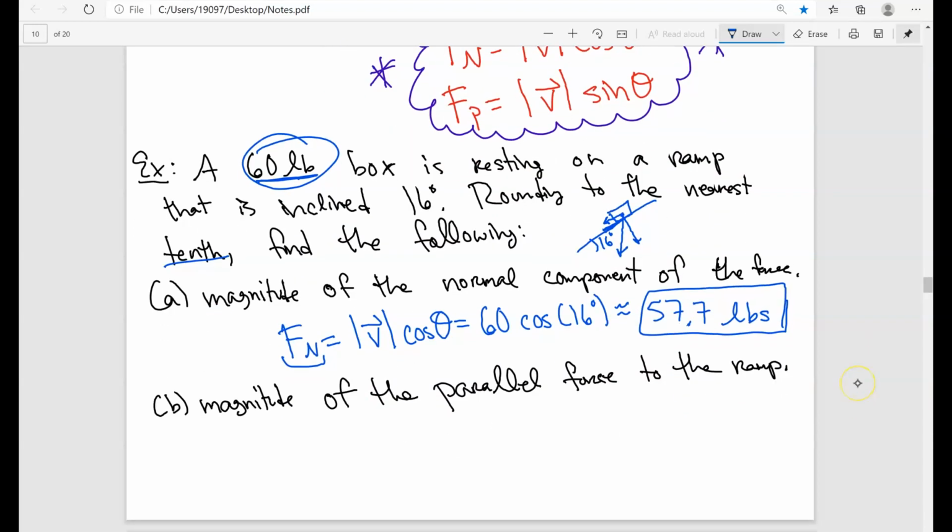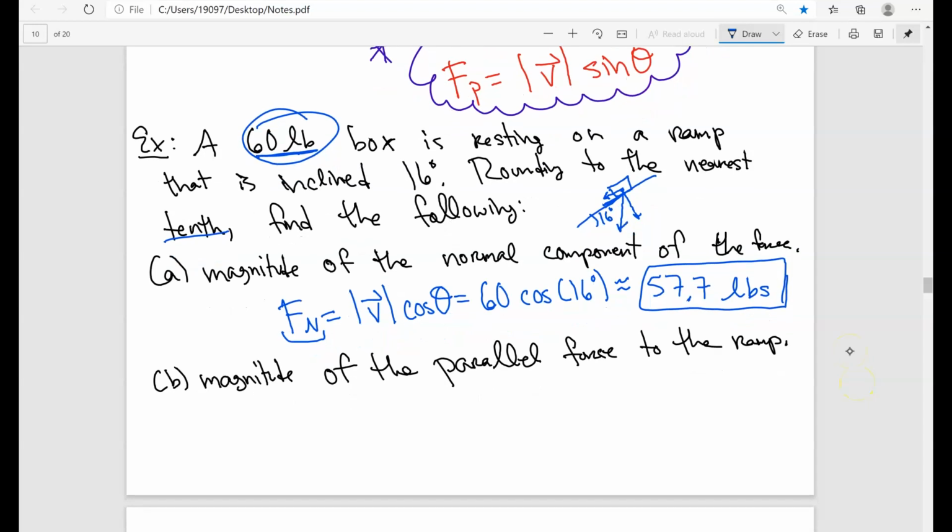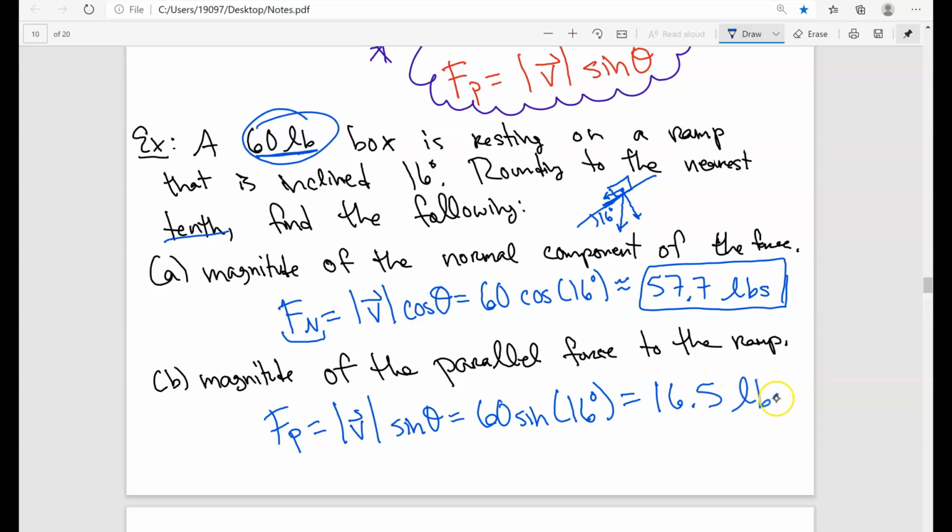And now we want to find the magnitude of the parallel force to the ramp. That one is just going to be the vector times sine theta. So this is going to be 60 times the sine of 16 degrees. So that's going to be 16.5, and this is going to be pounds.